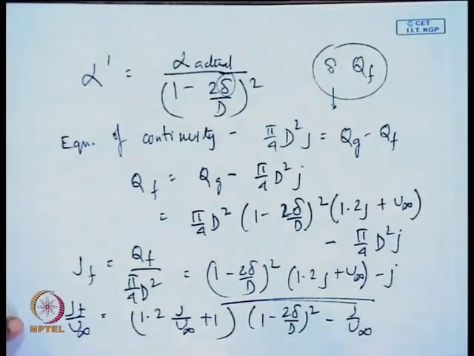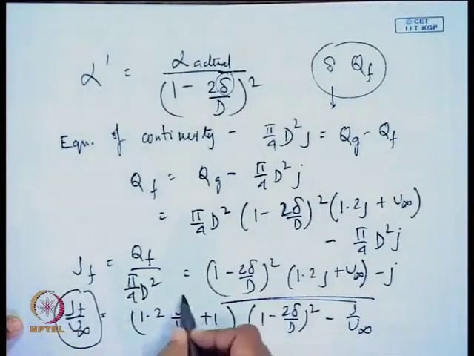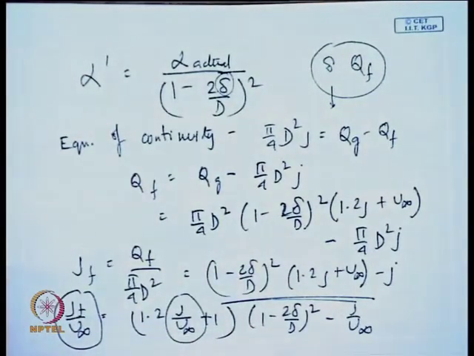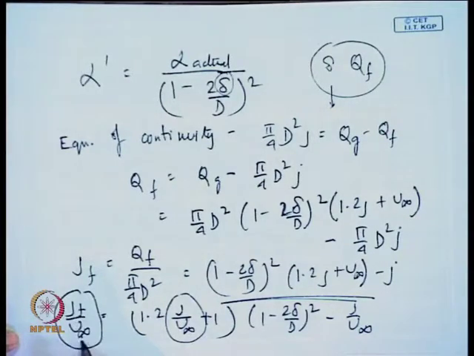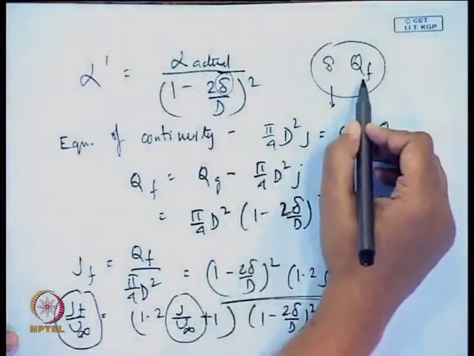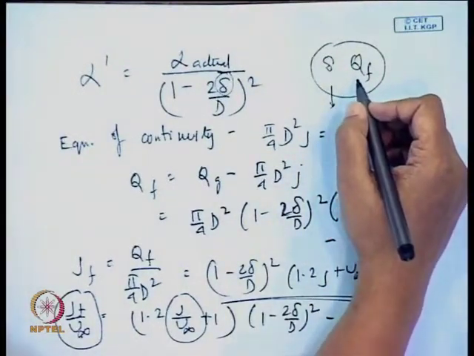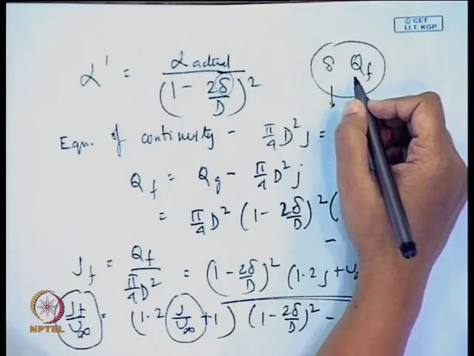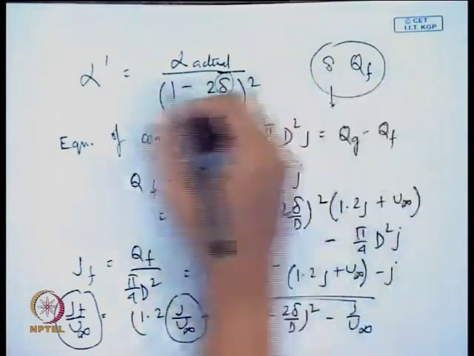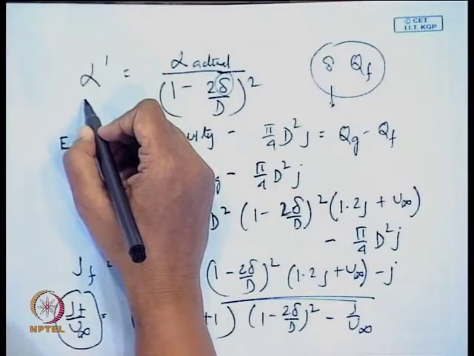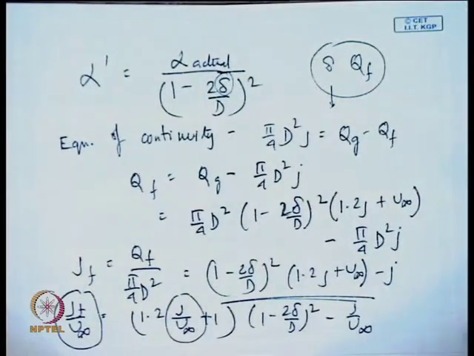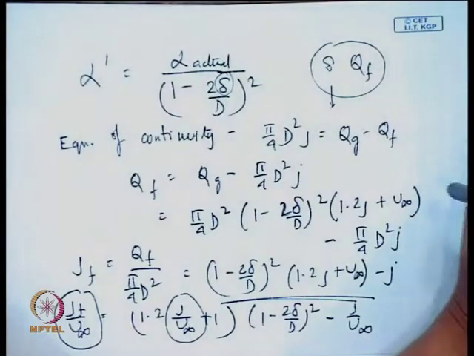Okay. So, we find that we can correlate jf by u infinity with j by u infinity. J by u infinity we already know. Therefore, we can find out jf once we know u infinity. Once we find jf, we can find out qf, and then there is another equation from falling film theory. So, from these two equations, we can find out jf and delta. Once we find delta, we can find out the effective alpha prime, which can be used in case the bubbles are long. Agreed? So these were all the corrections which we could incorporate for vertical slug flow.